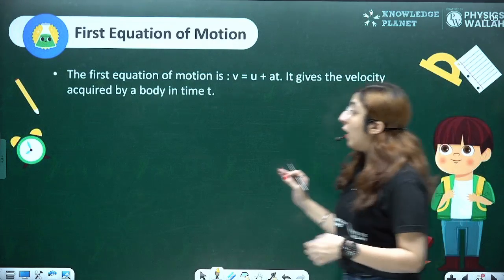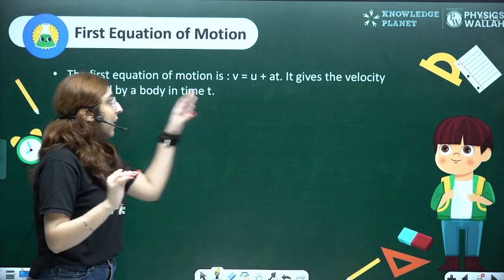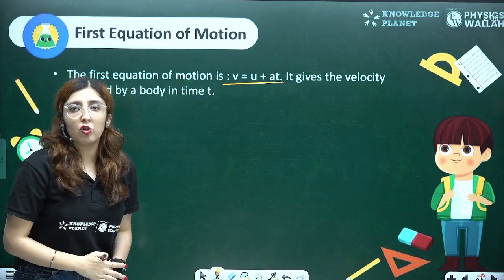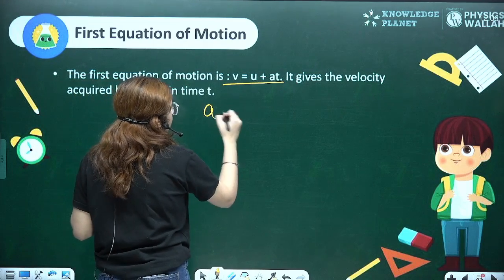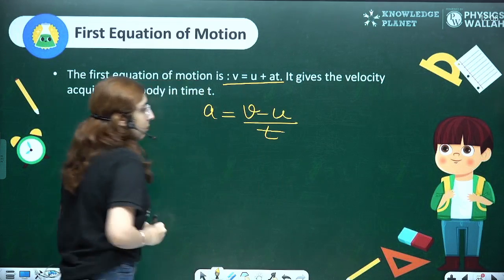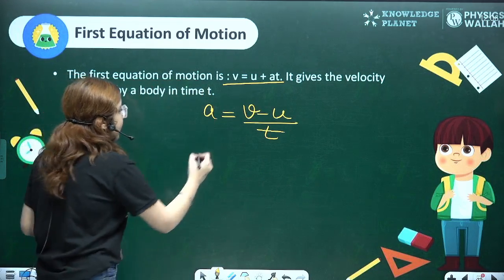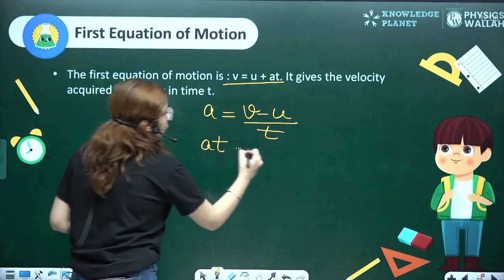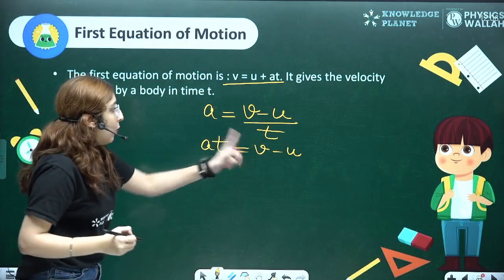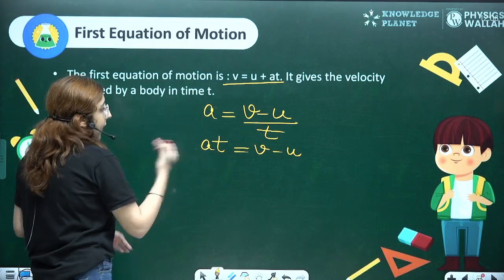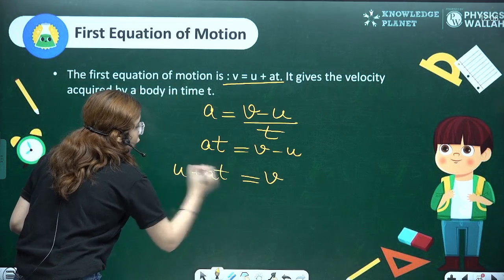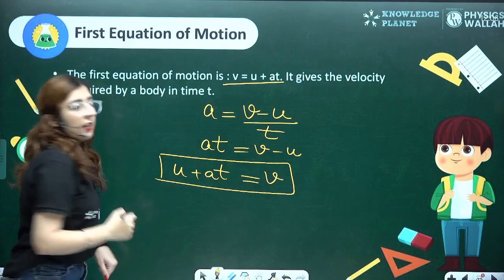Now one by one we are going to talk about them. We are going to have a look at the derivation also. So the first equation of motion, v is equal to u plus at. How did this come into the picture? What is the formula for acceleration? Final velocity minus initial velocity by time. Take time on the other side. What are you left with? at is equal to v minus u. Now take the initial velocity on the left hand side. You got your first equation of motion, v is equal to u plus at.